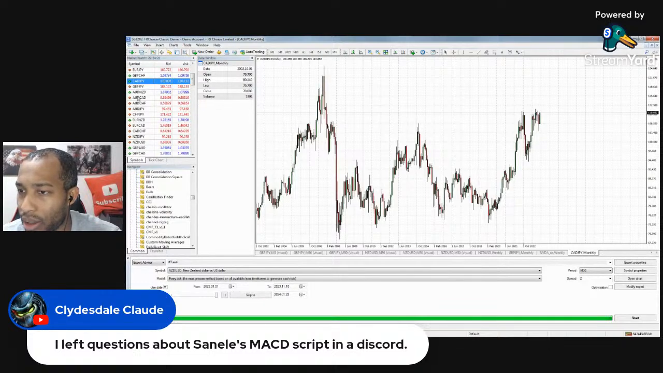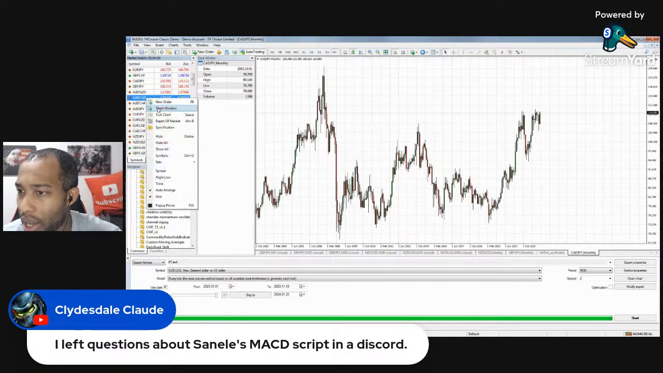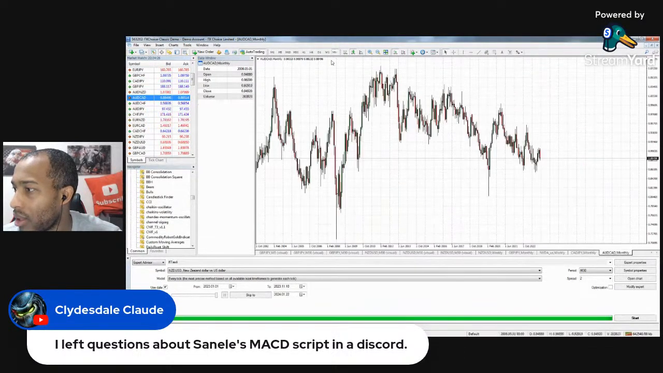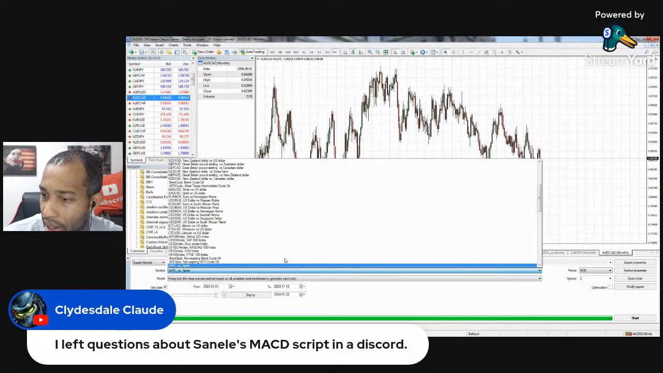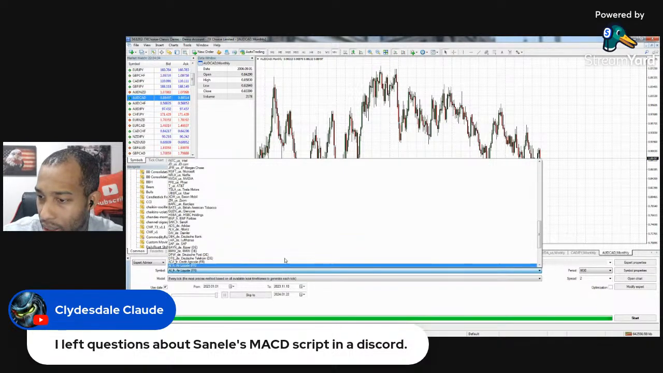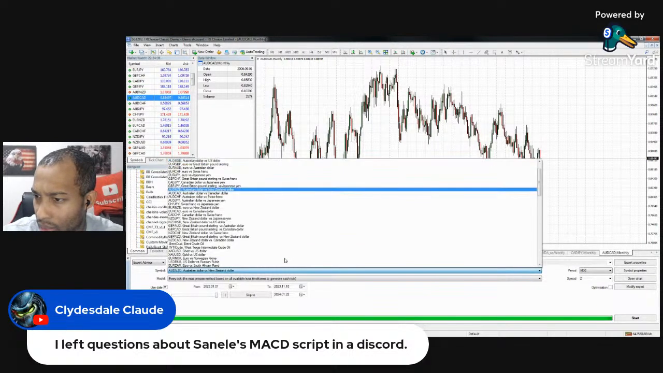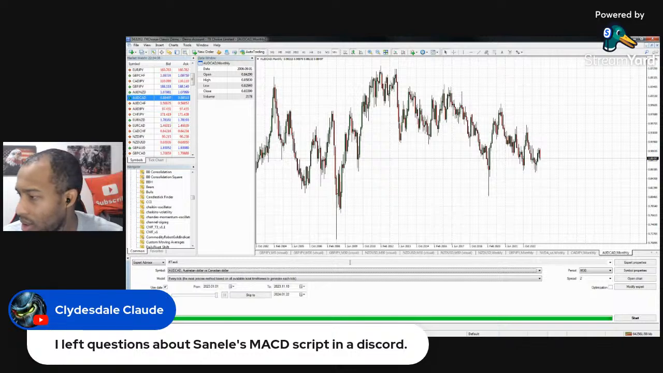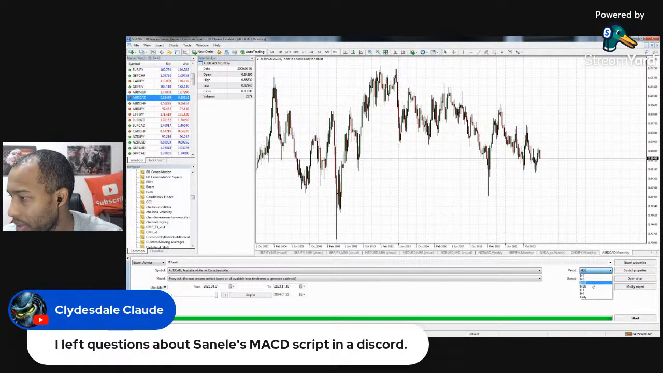That's CAD yen. Oh, that's a yen pair. AUD CAD. Let's try that. AUD CAD. All right, same amount. Oh, that's why it's trading weird. Let's look at the 15-minute.